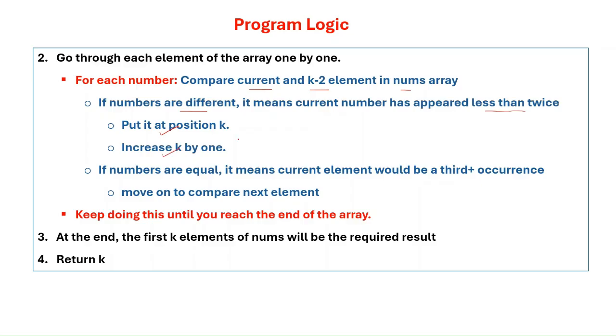If current and k minus 2 elements are equal, it means current element would be third plus occurrence. It is not a valid number. We should skip that and move on to compare next element in the array. So we will keep doing these steps until we reach end of the array, and at the end the first k elements of nums will be the required result and we will return k.